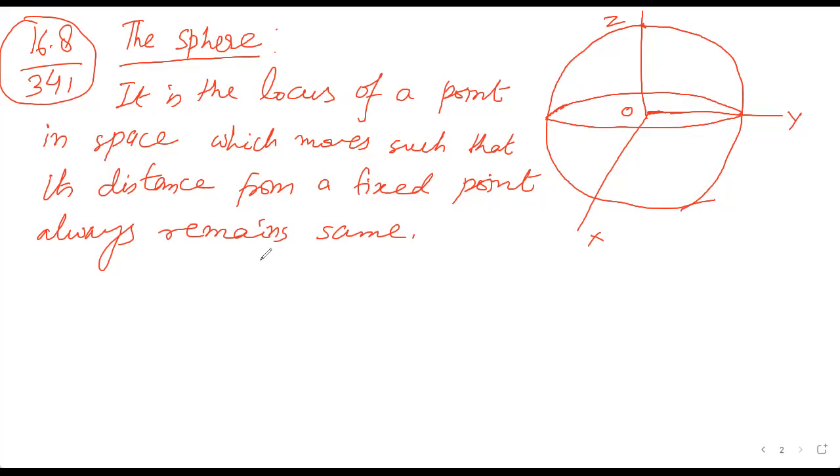So the equation: what is this fixed point called? It is called the center of the sphere. It is like this, O. Here I have taken the origin, but it is not necessarily always the origin. I have taken the origin as the center in this figure, but the center may be anything. So the fixed point is called the center.